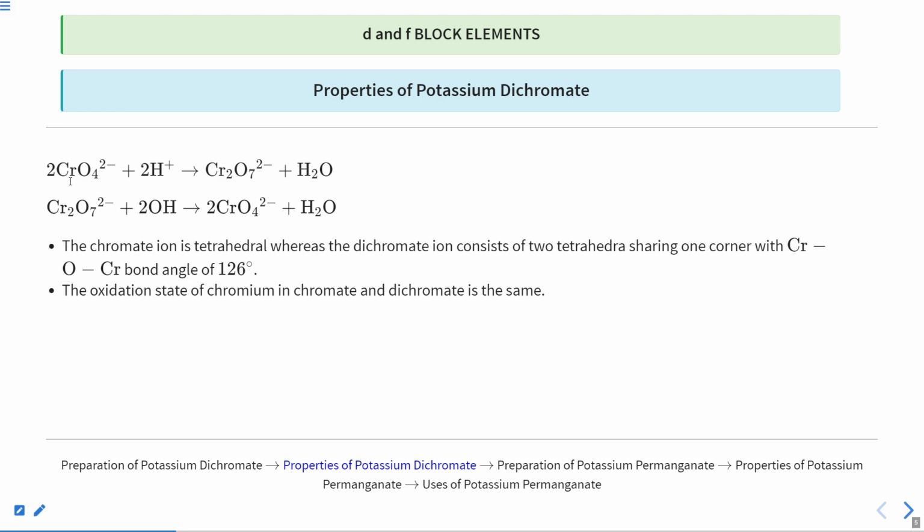What about this one? 4 times 2 is 8, 8 minus 2 is 6. So again +6. So both chromiums, of chromate and dichromate, are in the same oxidation state, which is +6.